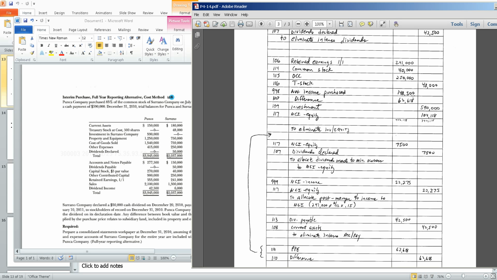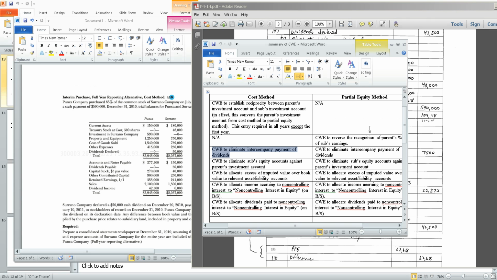So that is the entry that is made in order to eliminate the sub's equity accounts against the parent's investment account. So this was the first entry, this was the second entry, this is the one that we just discussed.